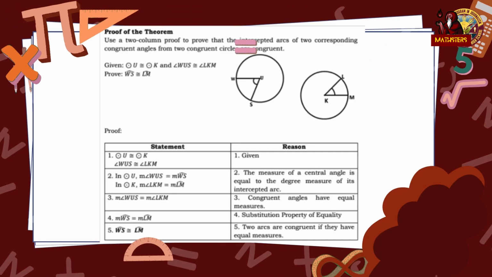To prove this, here is a two-column guide. The statements and reasons form a logical progression, with each step building upon the previous ones to establish relationships between angles and arcs in the given circles U and K.